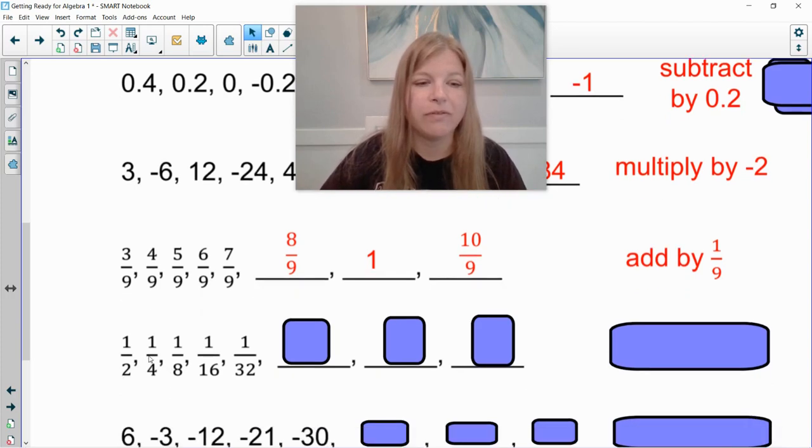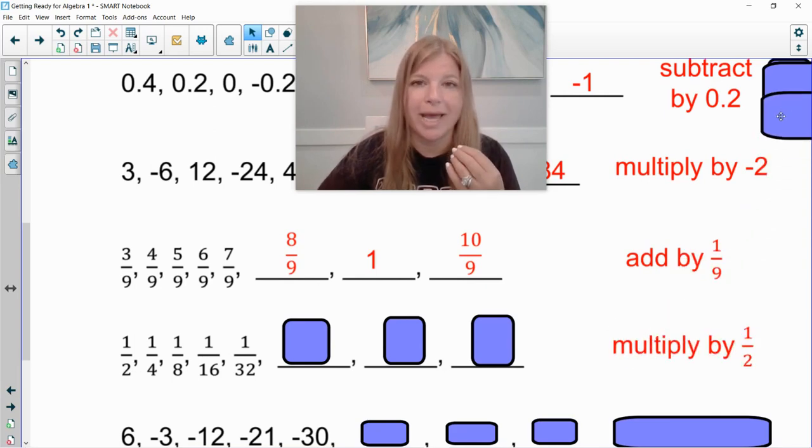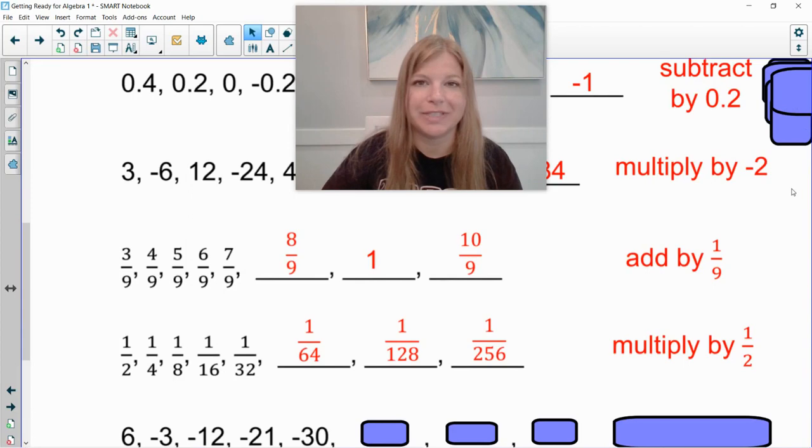Next one: 1/2, 1/4, 1/8, 1/16, 1/32. Okay, I see that my denominators are multiplying by 2. I see that pattern, but my numerator is staying the same. So if I want to say that I'm multiplying by some value, I don't want to say 2 because 1/2 times 2 is 1. I'm not actually doubling them. What I'm doing is multiplying them by 1/2. So notice the 2 is in the denominator. Then I would have 1 over 64, 1 over 128, and 1 over 256.